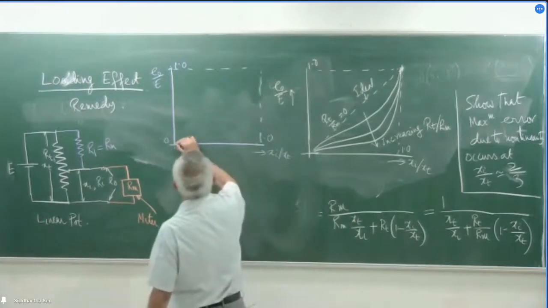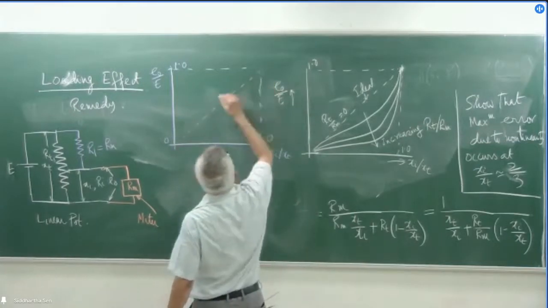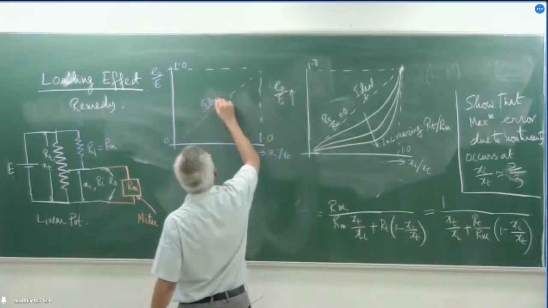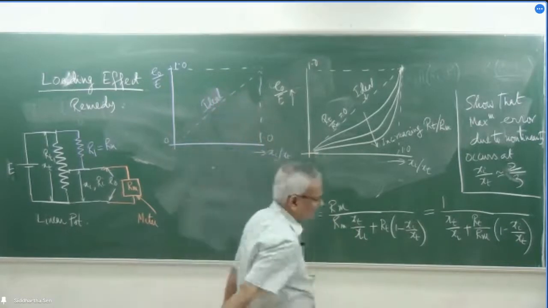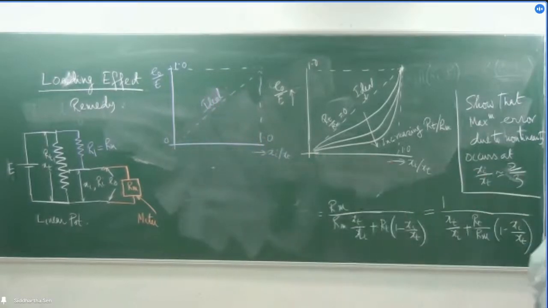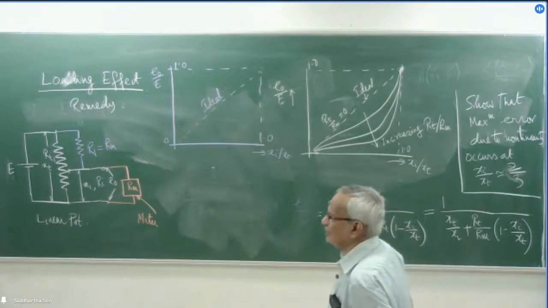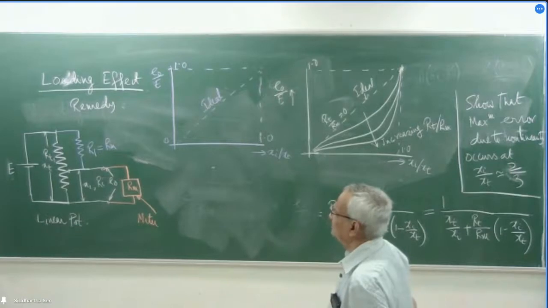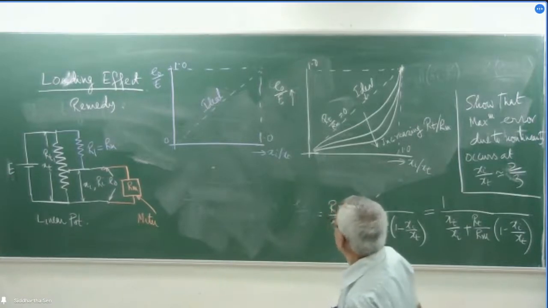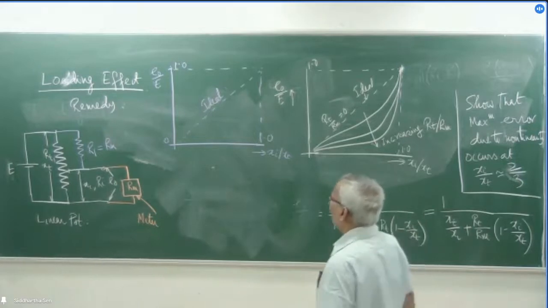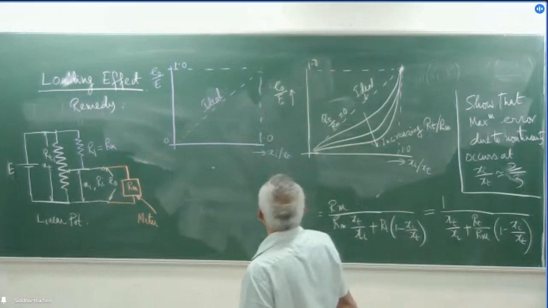Definitely this is our ideal characteristics. But what is the actual characteristics? What is the change in the characteristics due to the introduction of the extra resistance Rm? Anybody, can you tell me? Without calculation, simply from common sense.